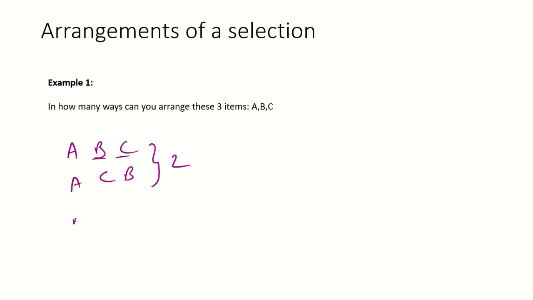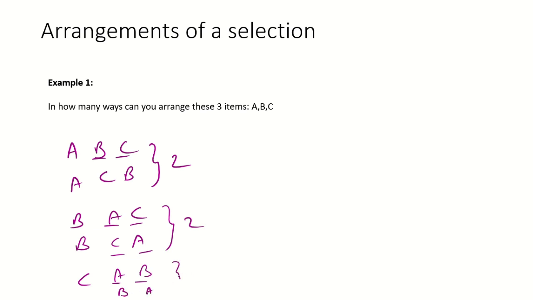If B occupies the first place, then it could be A and C for the second and third, or it could be C and A for the second and third, right? So again, we have two arrangements possible. Now, if C occupies the first position, then again there are two ways, right, in which A and B can occupy the second and third positions, right? So adding all of this up, we get six ways of arranging these three items A, B, and C.